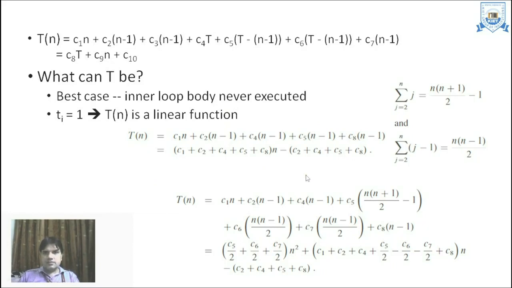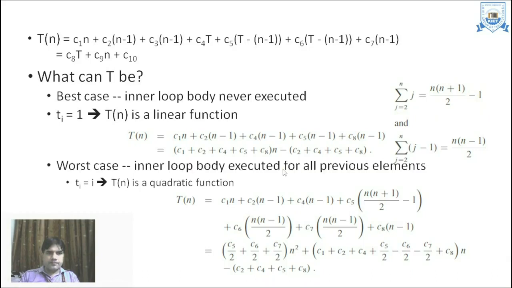Okay, this calculation we can make use of here in order to find the sum of j from 2 to n. This is the simple natural number addition formula. As we are starting from 2, we are subtracting 1 here. Now the second case is the worst case, when the data is completely reversed or the data is not present. In that case, we'll have to check for each and every element, and the while loop will completely execute.